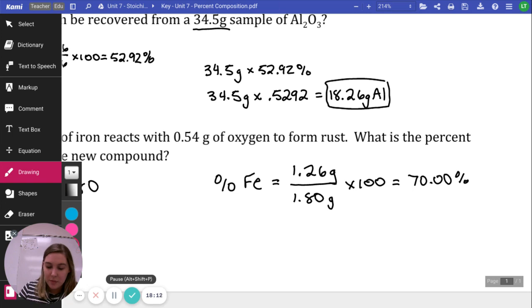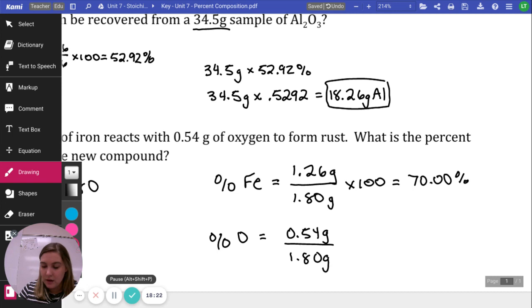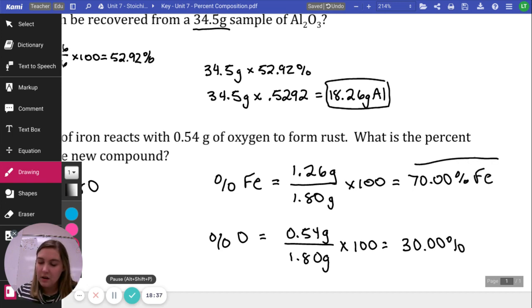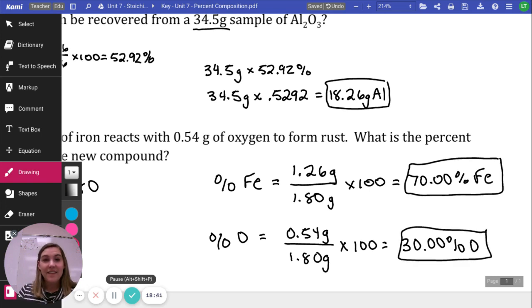All right, and then we'll do the same thing with our percent oxygen. So we got 0.54 grams divided by 1.80 grams times 100, and we should get 30% oxygen. So then we'd have 70% iron and 30% oxygen.